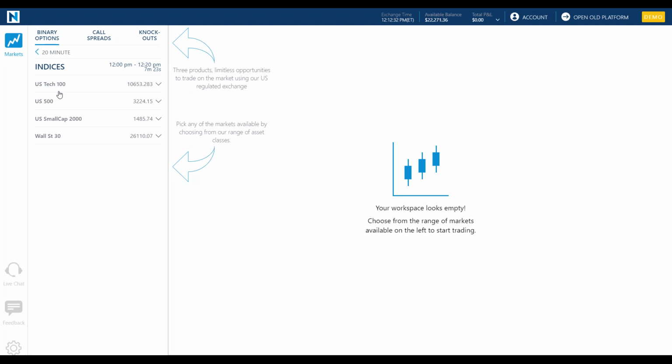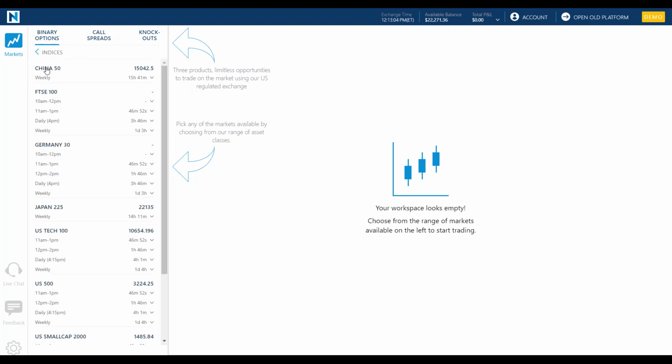And when you look at our indices, in case you're not clear, these are all based on the futures products, and they will settle to the price of the future. But the US Tech 100, that is the NASDAQ, that settles to the NASDAQ future. The US 500, that's the S&P 500. The small cap 2000, that's the Russell 2000, small and mid caps, and then the Dow Jones Industrial Average is the Wall Street 30.